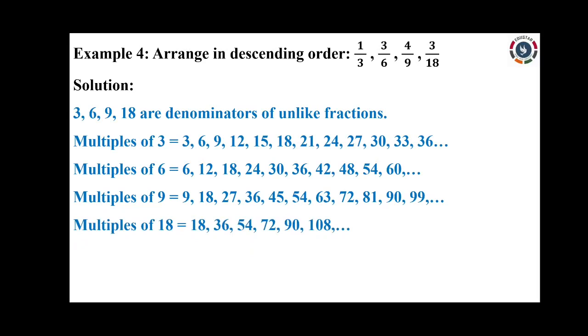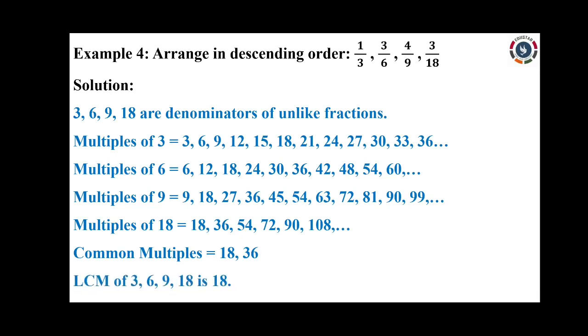To find LCM, before that we have to find common multiples. Here the common multiples are 18 and 36. From these two common multiples, the least common multiple is 18. So the LCM is 18. Now this LCM 18 is the denominator for all the fractions. So we have to convert the given fractions with the denominator 18.